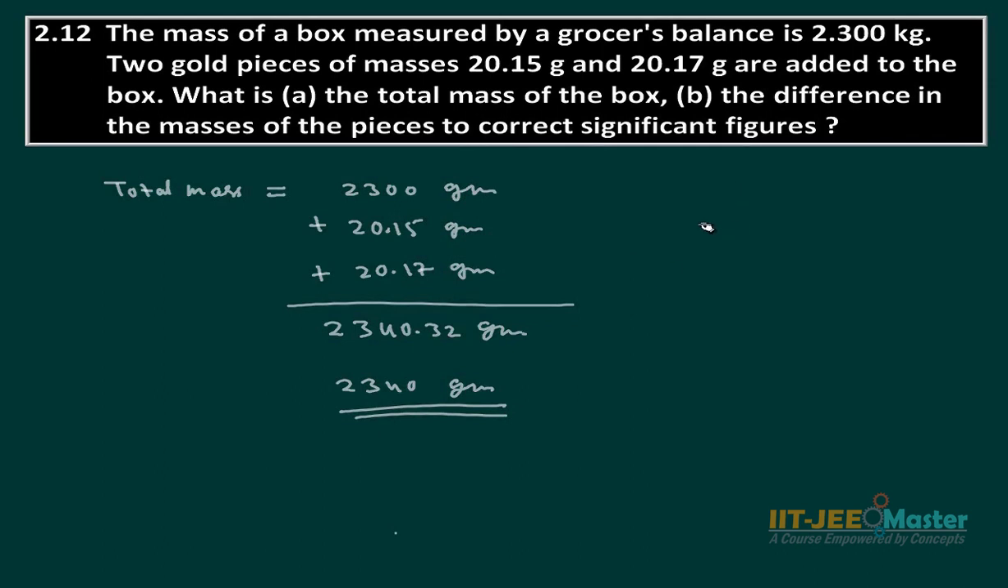To find the difference, it will be equal to 20.17 minus 20.15. That will be 0.02 gram. Here there are 2 places after the decimal, and here also must be 2 places after the decimal. So this is the correct answer.